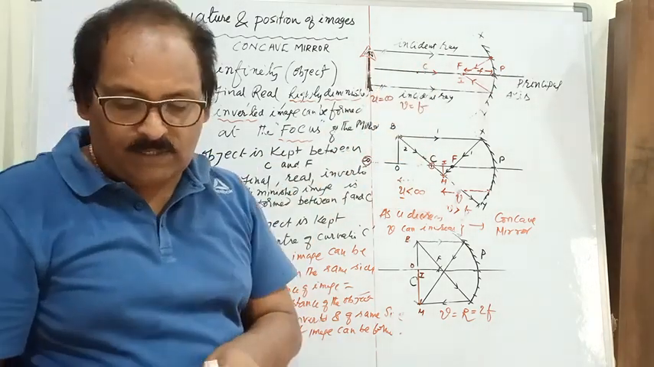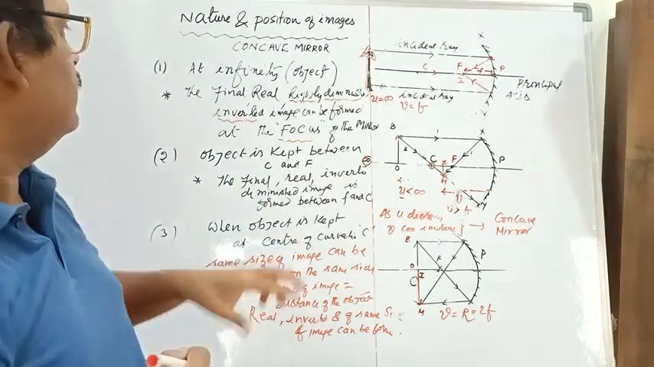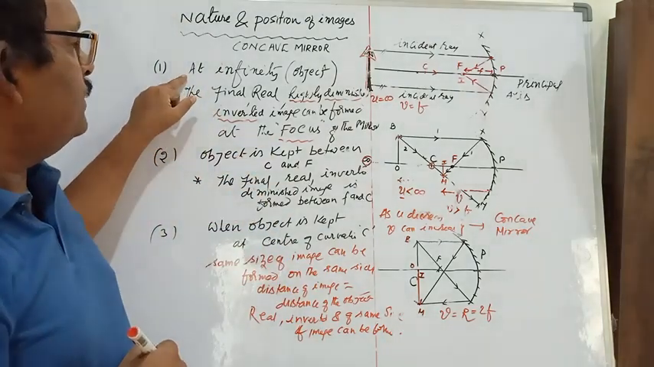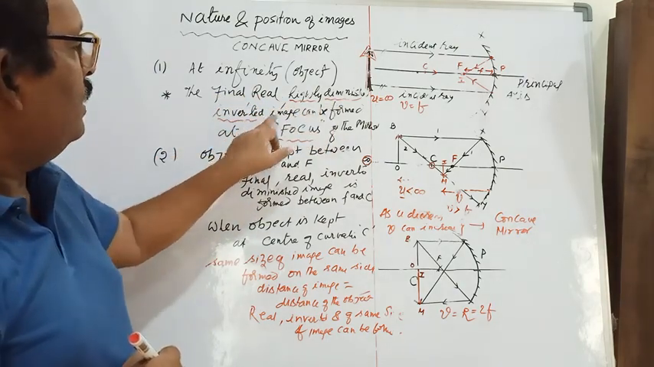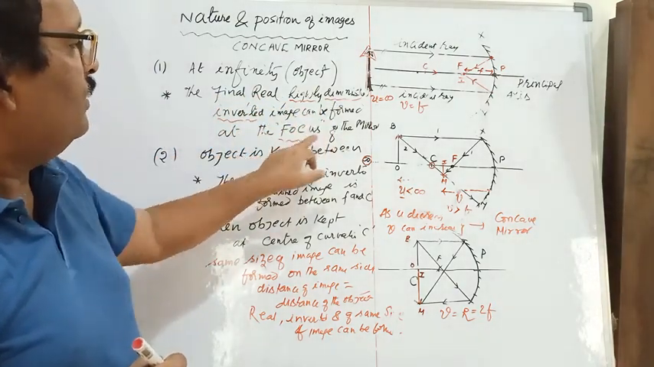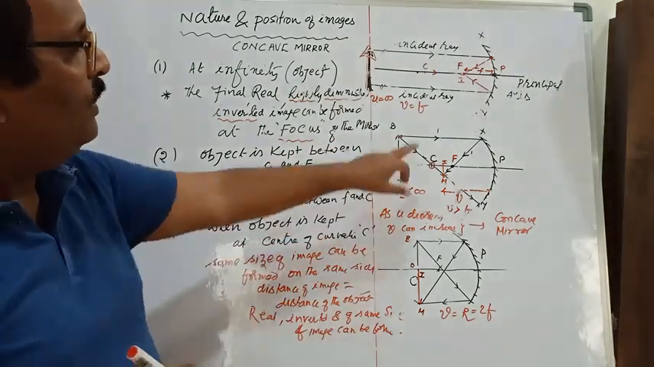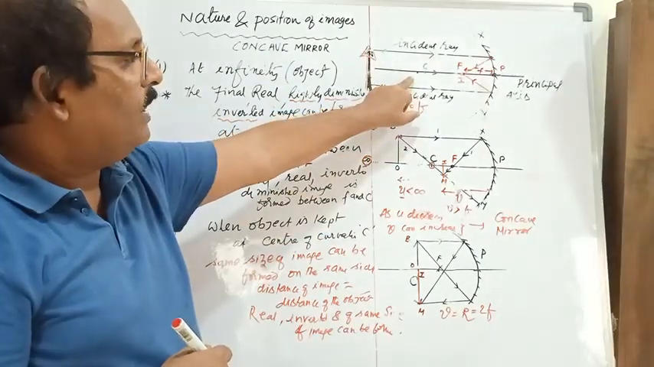Please write this down. This is the first case. When the object is kept at infinity, the final, real, highly diminished, inverted image is formed at the focus of the mirror, as shown in the figure. Everyone has to draw the figure.